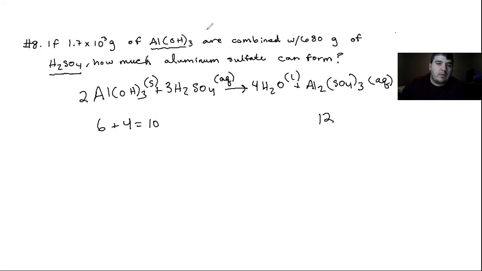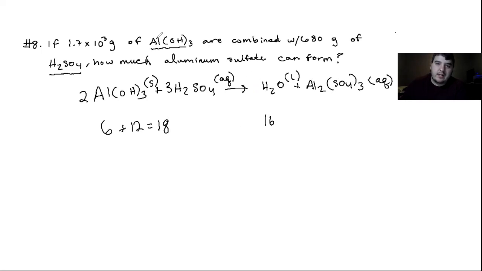If I do this now, let's look at my oxygens again. I'm going to have 6 oxygens on the left on my first term. Then I'm going to have 4 oxygens times 3, which is going to give me 12. So that's going to give me a total of 18. And on the right, I've got 4 oxygens plus another 12 oxygens. That's going to give me 16.